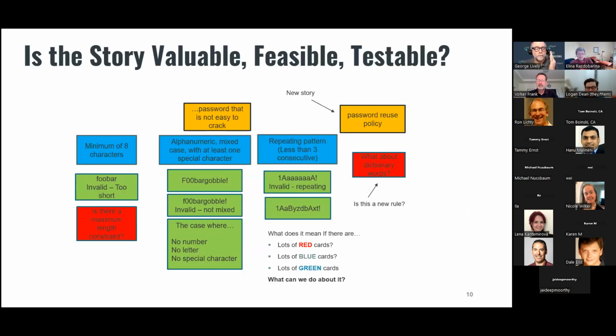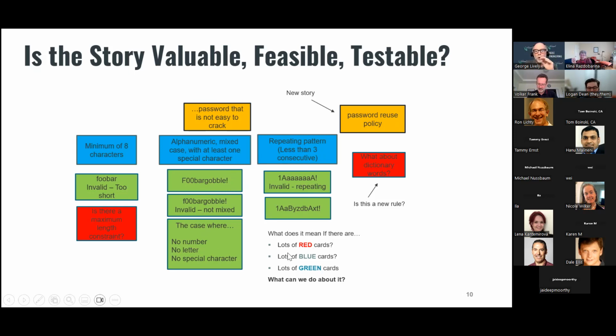Okay, so as I said earlier, with the 3 amigos, the 3 perspectives of business, development, and testing, we should be able to discern by the end of this conversation that we have a story that is valuable, feasible, and testable. And so here's some combination of all the things that we covered in that previous slide. Now we have something that's about the mixed case. We adjusted the example so that this one has an uppercase. This one's now invalid, even though it was valid in the original one. We take into account the repeating pattern, and we've even come up with a new story about some sort of password reuse policy, okay?